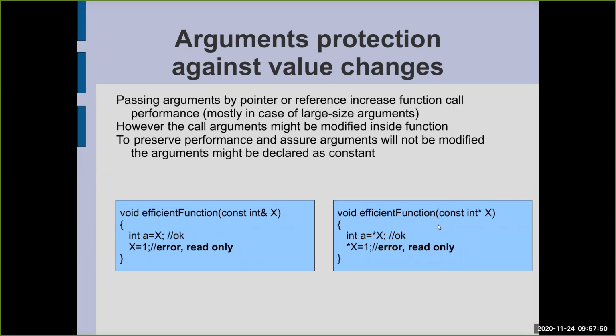The other possibility is if we pass arguments by pointer. Usually when we pass arguments, for example arrays, we can declare it as a const integer pointer. In this case, we can read values under the pointer, or we can read values from the array, but we can't write them. Okay?